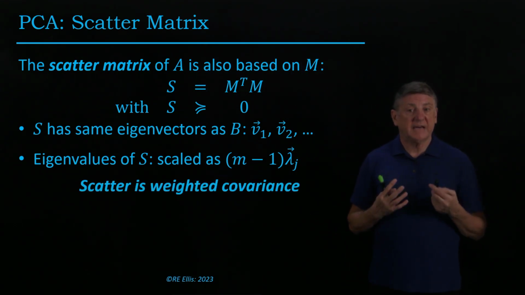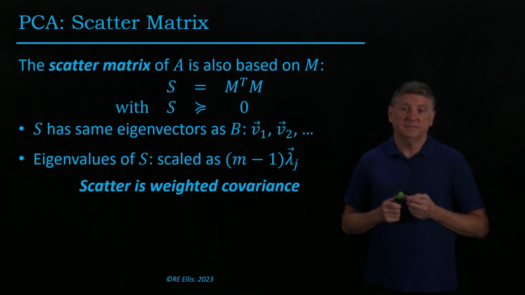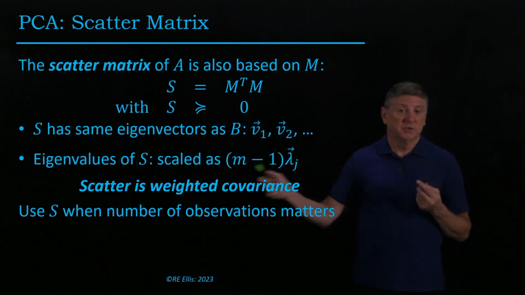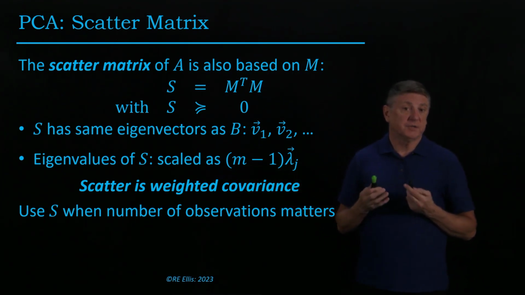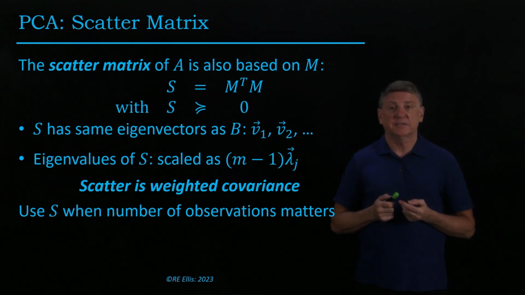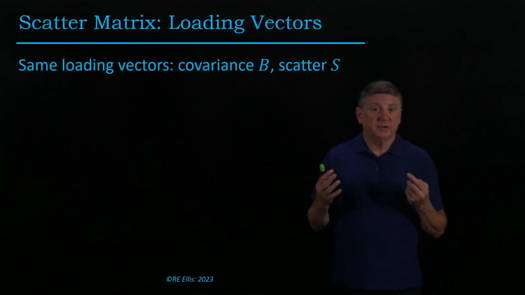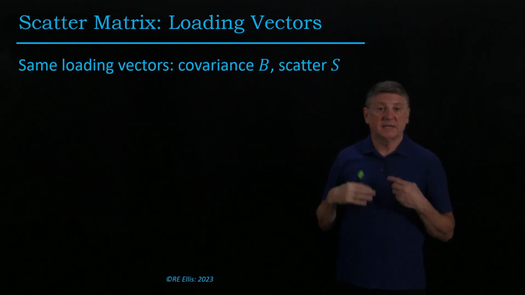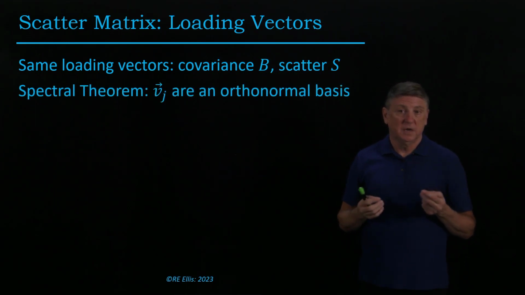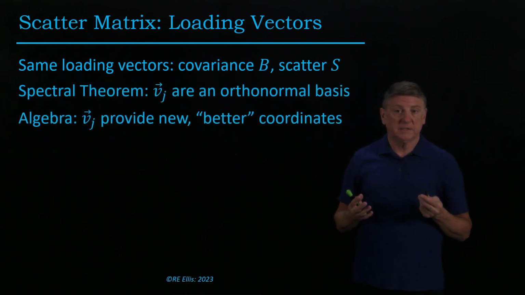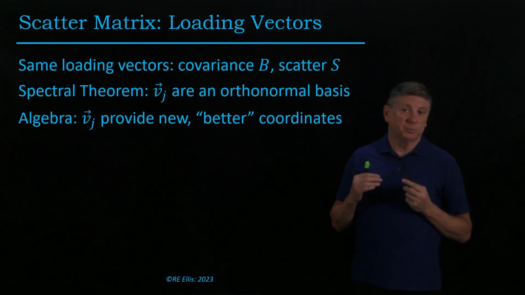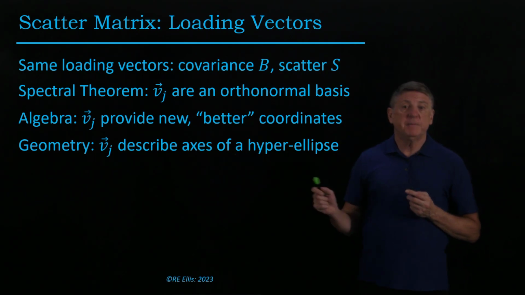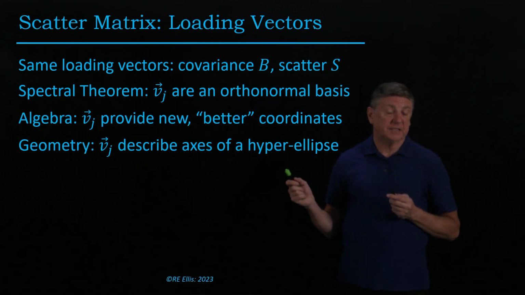So we can think of scatter as being weighted covariance. We use this when the number of observations matters to us. So when we remove this scaling factor, this might turn out to be important in certain data analysis. The loading vectors are the same, whether we use the covariance matrix or the scatter matrix. They come out of the spectral decomposition, and they are an orthonormal basis. Algebraically, these provide us with new and better coordinates for explaining our data. And geometrically, we can think of these as describing axes of a hyperellipse.